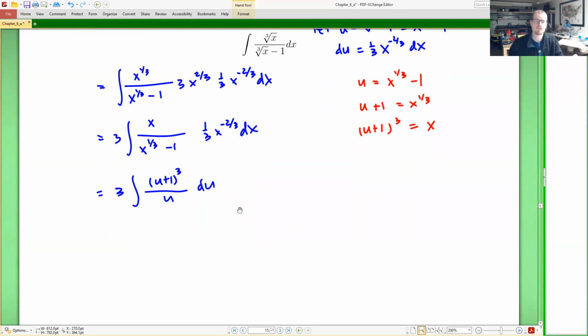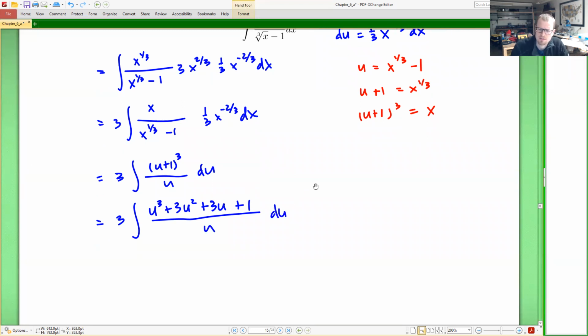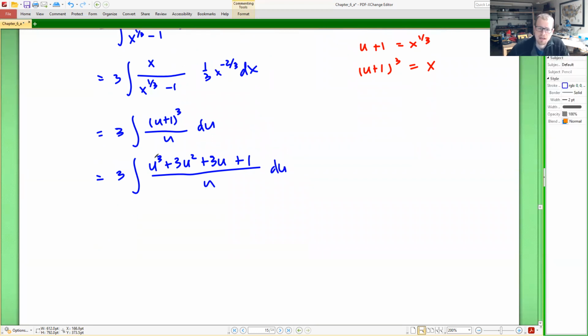So now I have an integral in terms of u, and it's very similar to our previous problem, polynomial division. But this one is even easier because it's not u plus 3, it's not u plus 5, or anything like that. It's just u. So I can just expand this numerator and simplify quite easily. So this is 3 times the integral of, let's see here, this cube should give us u cubed plus 3u squared plus 3u plus 1. And then this is still divided by u du.